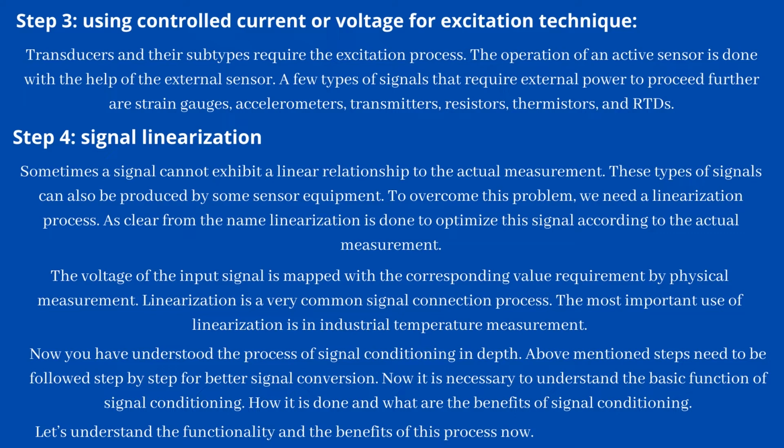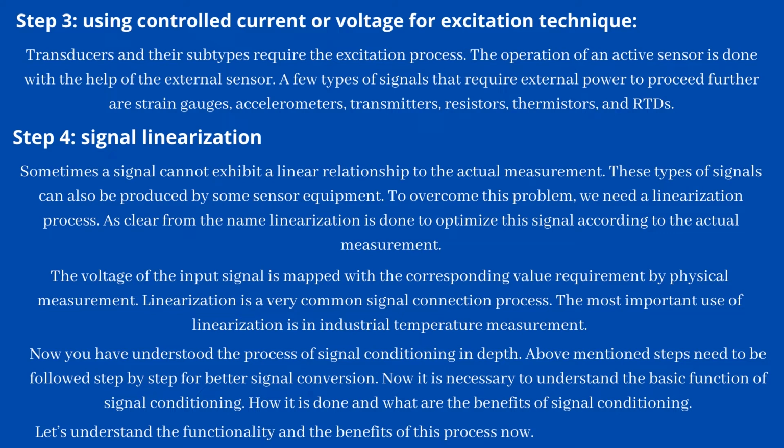Step 4, signal linearization. Sometimes a signal cannot exhibit a linear relationship to the actual measurement. These types of signals can also be produced by some sensor equipment. To overcome this problem, we need a linearization process. As clear from the name, linearization is done to optimize the signal according to the actual measurement. The voltage of the input signal is mapped with the corresponding value required by physical measurement. Linearization is a very common signal conditioning process. The most important use of linearization is in industrial temperature measurement.